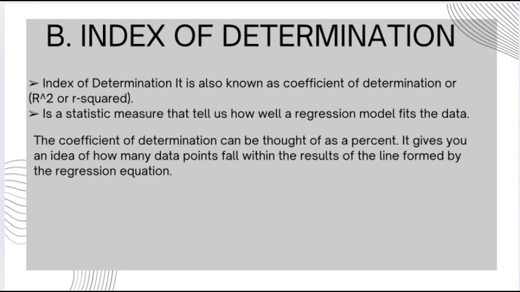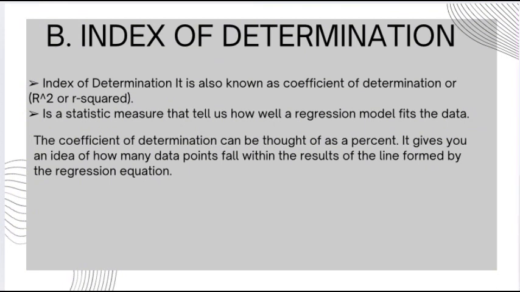The R-squared ranges from 0 to 1. It means that a high index of determination that is close to 1 suggests that a model fits the data well, and the independent variable is a good predictor ng dependent variable. And a low index of determination closer to 0 indicates na yung model may not be capturing the relationship effectively, and the variation in the dependent variable is not explained by the independent variable.